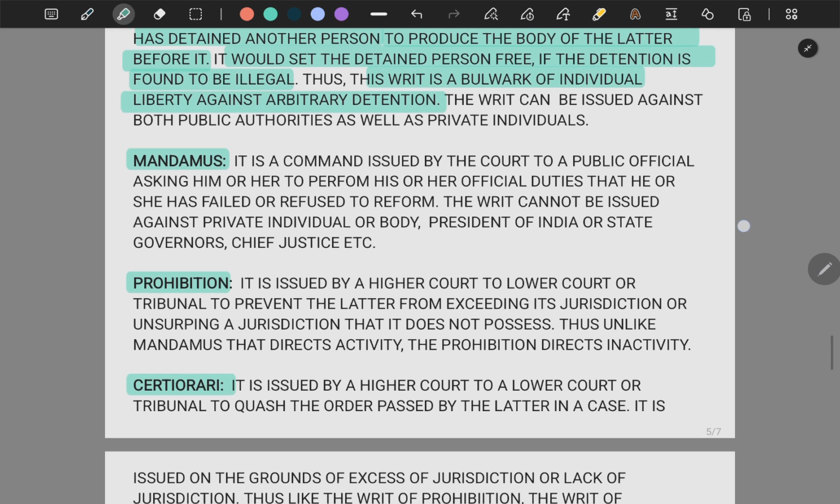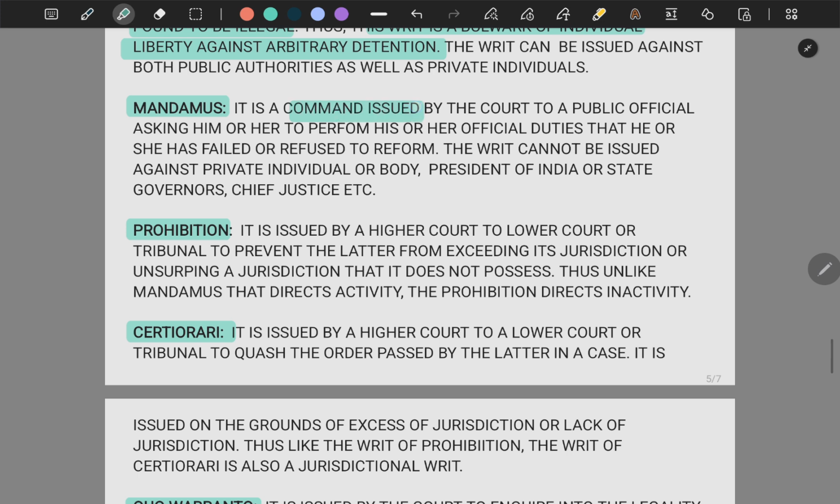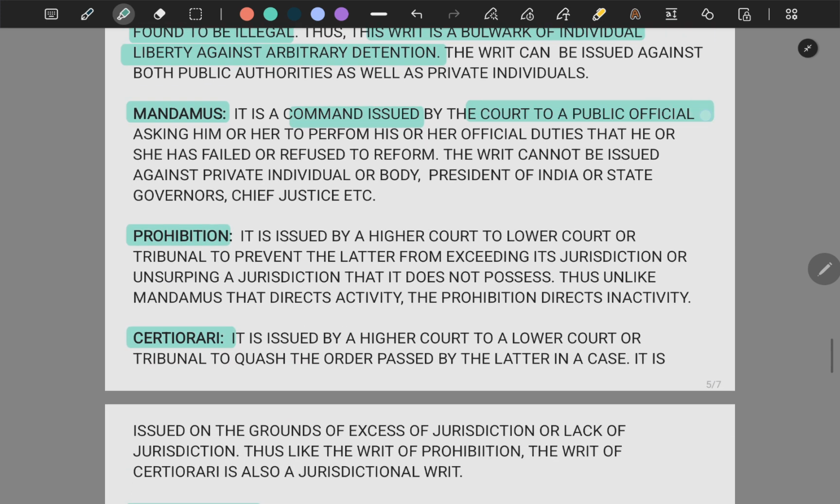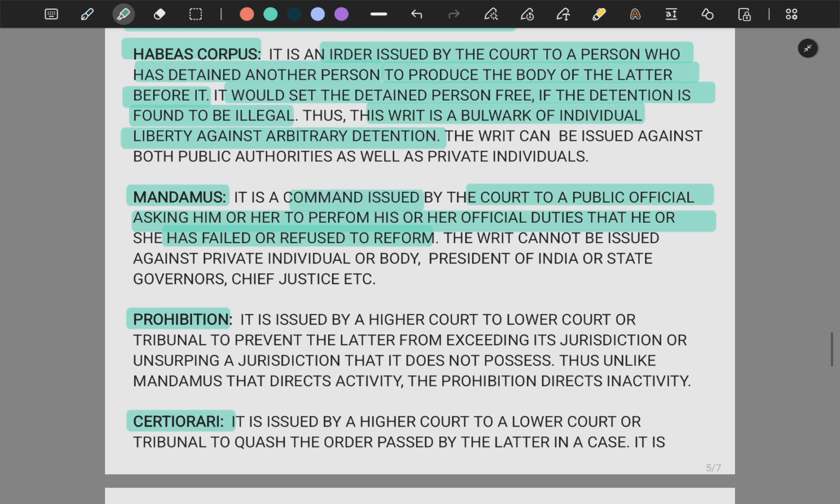Okay, and next will be mandamus. It's a command issued by the court to a public official, asking him or her to perform their official duties that they have failed to do. Unlike habeas corpus, which can be issued against both public and private individuals, mandamus is issued by the court to a public official, to make sure that they perform their duties properly.